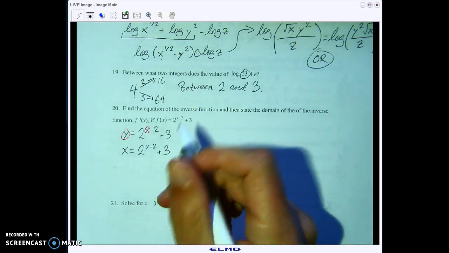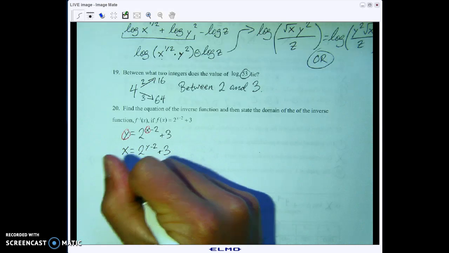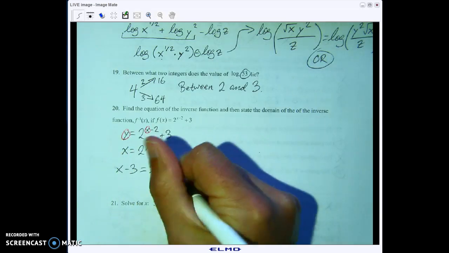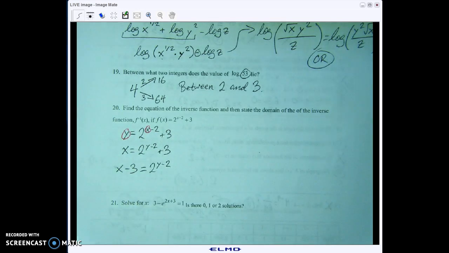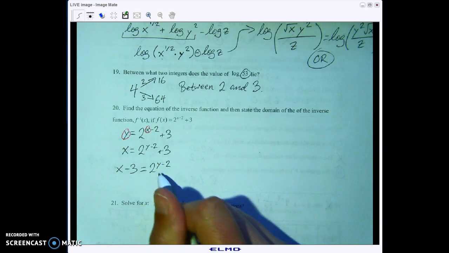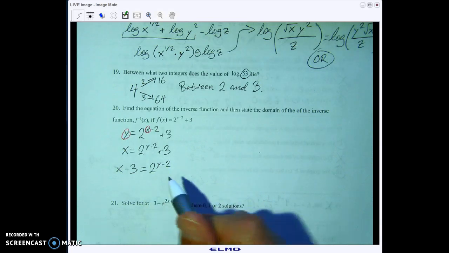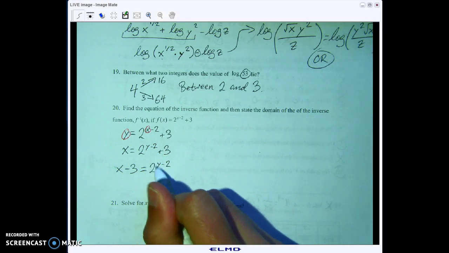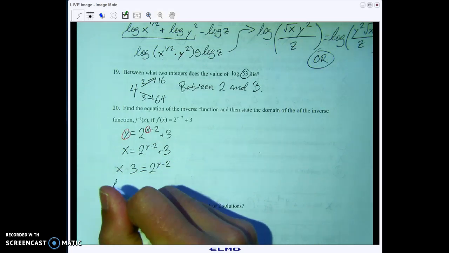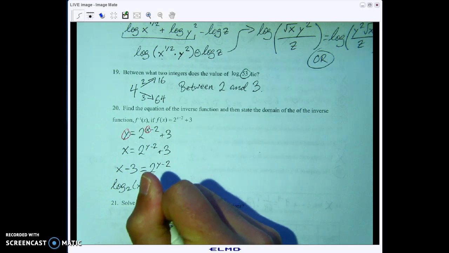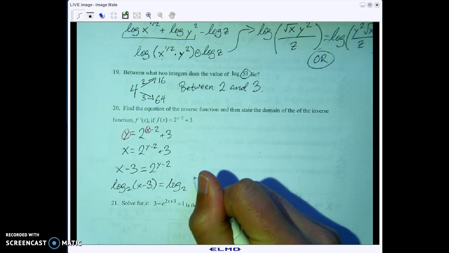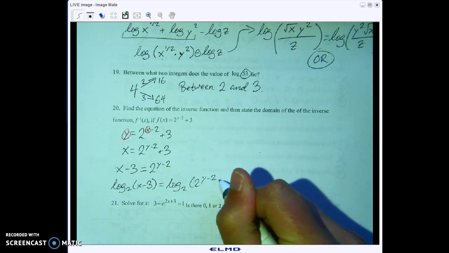And now we need to solve for y, right? So subtract 3 from both sides. And we're left with then x minus 3 equals 2 to the y minus 2. To undo the exponent, or to get that exponent to now be in the main line of work, we need to take the log base 2 of both sides to get rid of that 2, right? So I'm going to take the log base 2 of x minus 3, and I'm also going to take the log base 2 of 2 to the y minus 2, right?